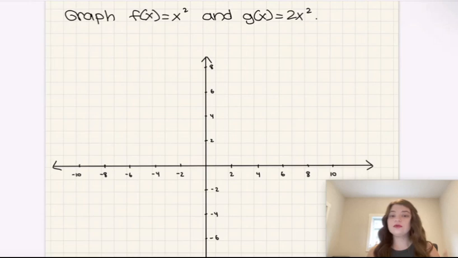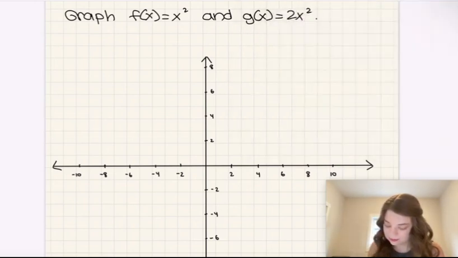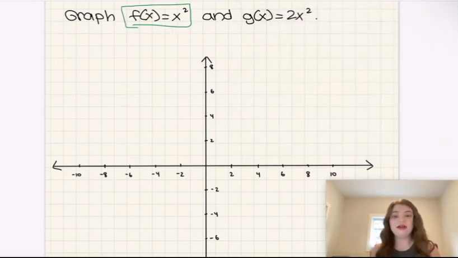Okay, so the reality is when it comes to quadratics, all we have to do is take every x value and square it in order to get the f of x value. So for this one, let's use this green for the parent function. I'm going to box this in green, and we're going to draw this graph.